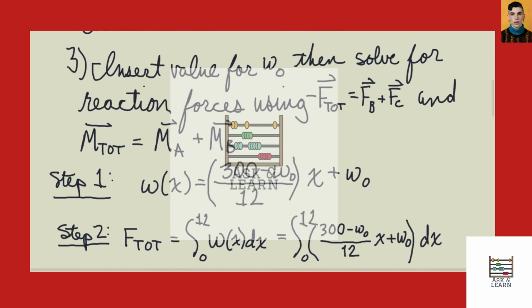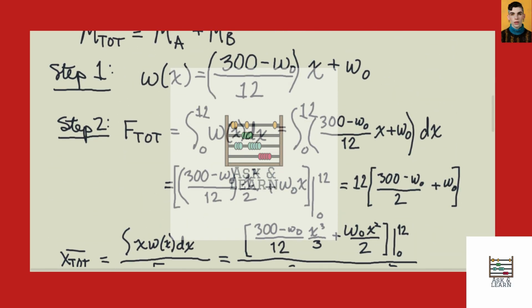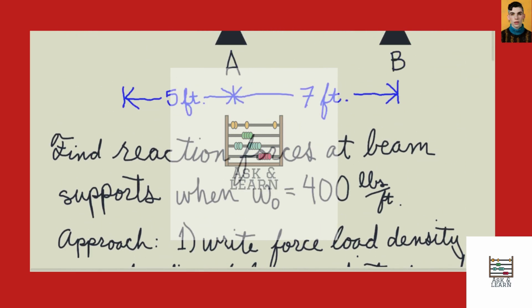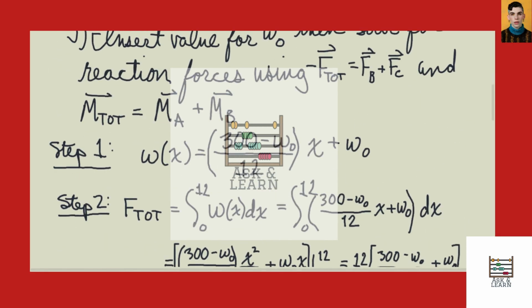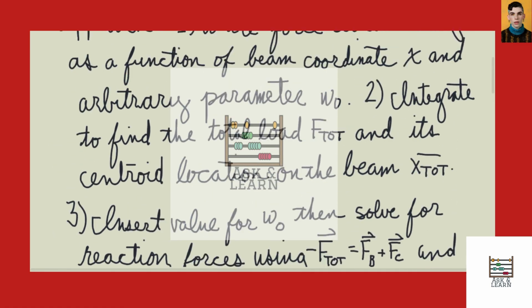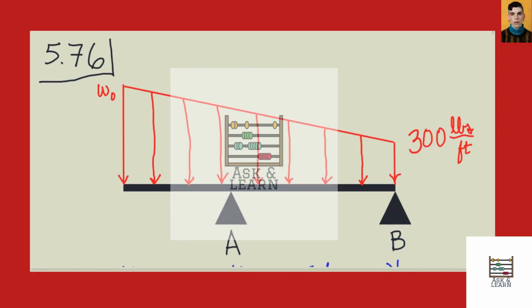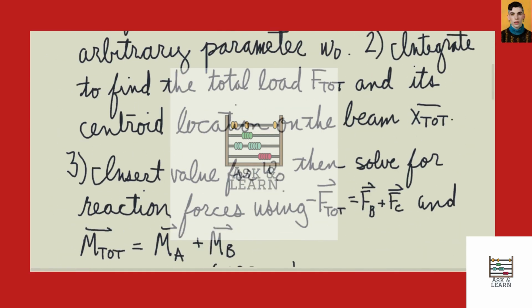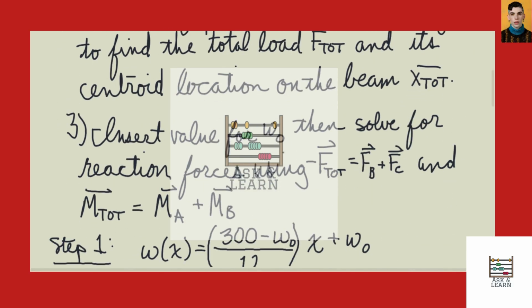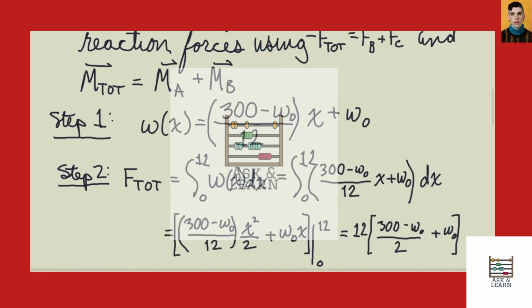So going back to our derivation of the force density equation, we have 300, the y-coordinate at the final location, minus W sub naught, the y-coordinate at the initial location, over run of 12 feet, so a total of 12. That's our slope. Then for a linear equation, we multiply the slope by our independent variable x, and then we add the offset, and the offset is at x equals 0. We're given a value of W sub naught for our offset. Thus, we have our equation for the load density over the span of x.